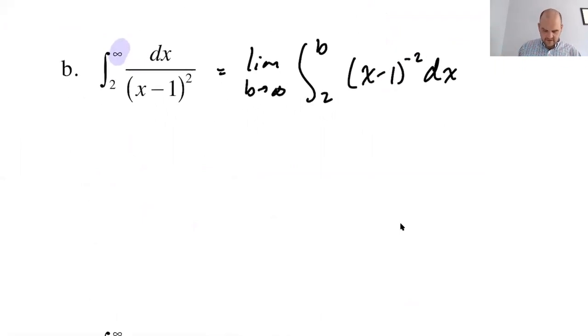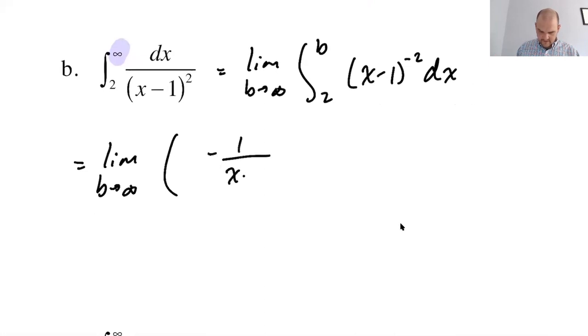Find an antiderivative. Got to write the limit as b approaches infinity. So that's going to be negative 1 over x to the negative first plus 1 times the reciprocal. So you get negative 1, quantity x minus 1 to the negative 1, but I choose to rewrite it because I think it makes it look clearer what's going on.